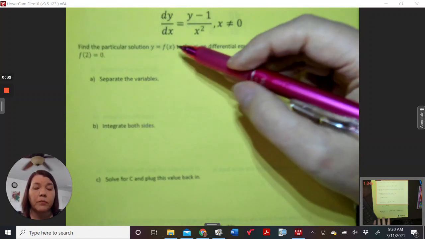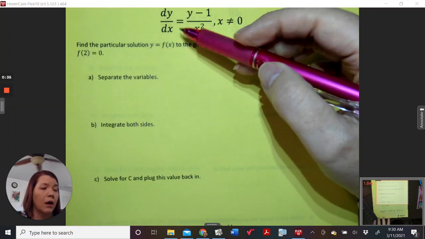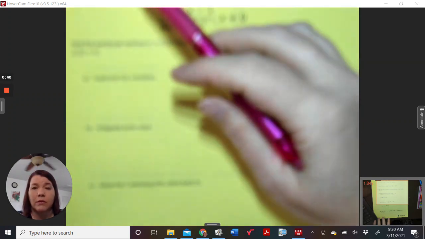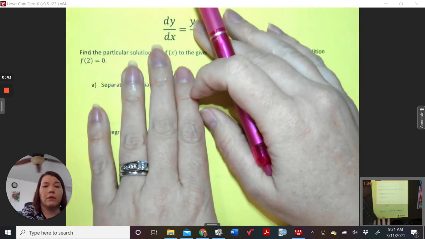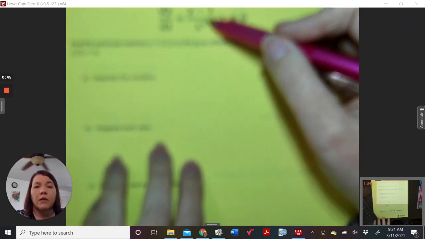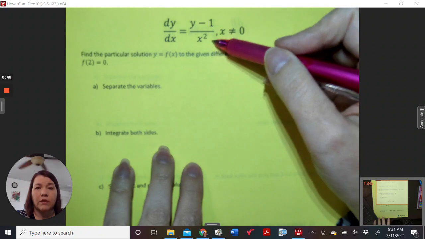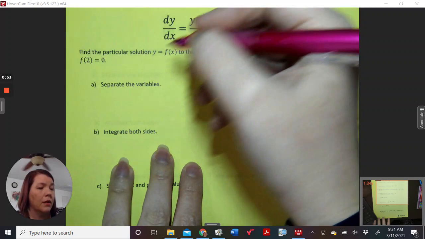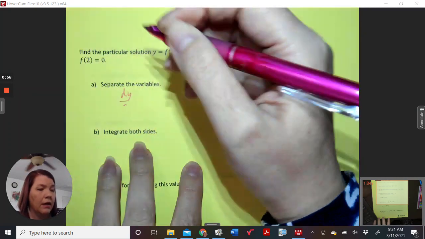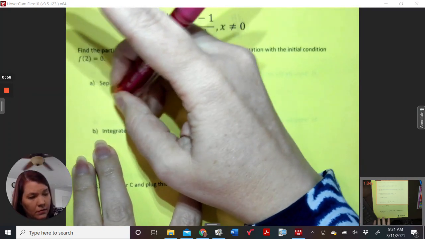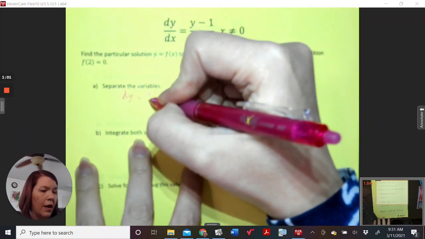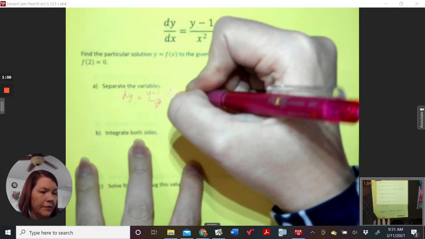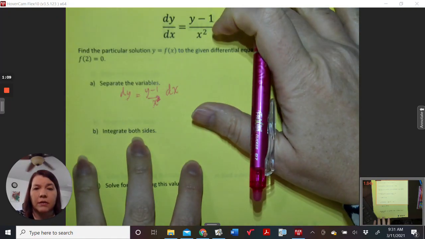Find the particular solution of y equals f of x for the given differential equation with the initial condition. F of 2 equals 0. So the first thing we do is we separate this. So dy equals y minus 1 over x squared dx.